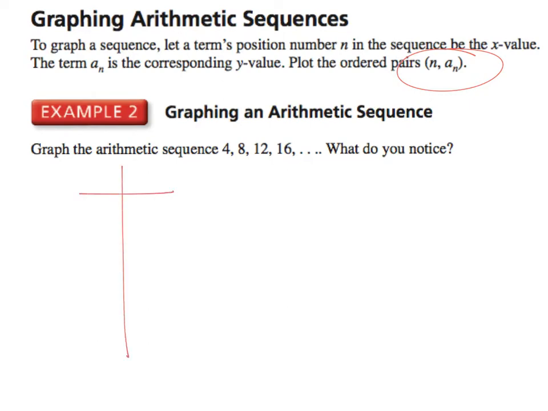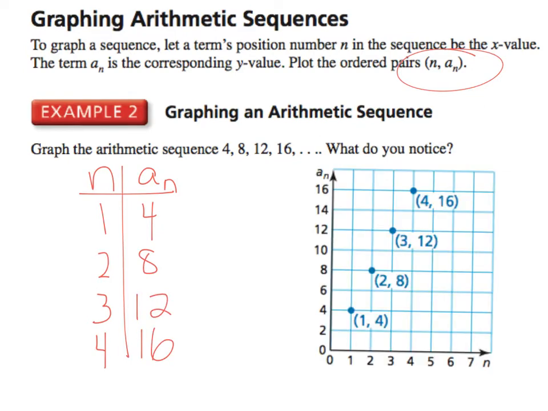So we're going to graph the arithmetic sequence 4, 8, 12, and 16. So in our t-table, n is the numbered term, so the position would be 1, 2, 3, 4. The term a sub n is the y value. So the first term is 4, the second term is 8, the third term is 12, and the fourth term is 16. If we graph it, we label the x-axis n and the y-axis a sub n, and we graph all 4 points. What do you notice? The points form a line.